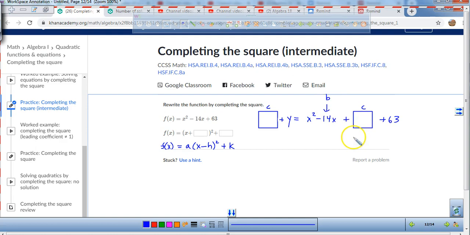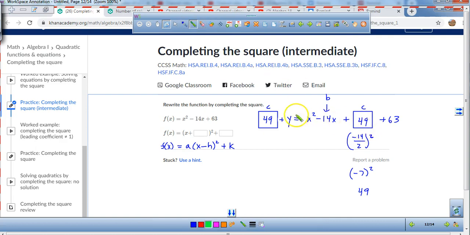How do we find our c value? You take negative 14, you divide it by 2, and you square it, which becomes negative 7 squared, which is 49. And you put the 49 there, and you put the 49 there. Once you do that, now you have to take this and factor it. Well, how in the world are you going to factor this? Once again, half that number makes it very easy.